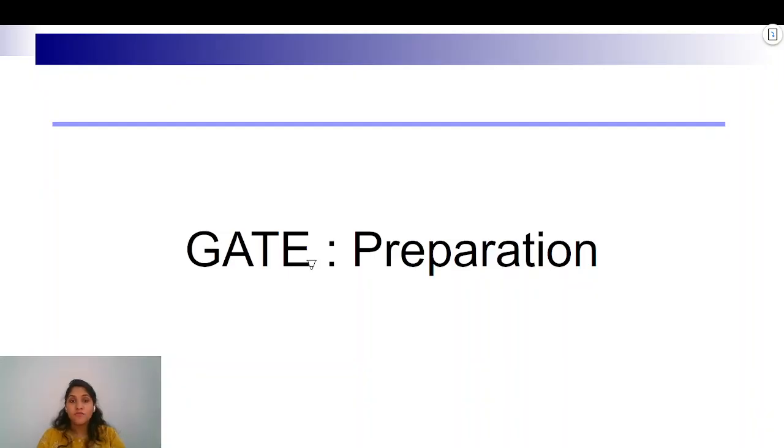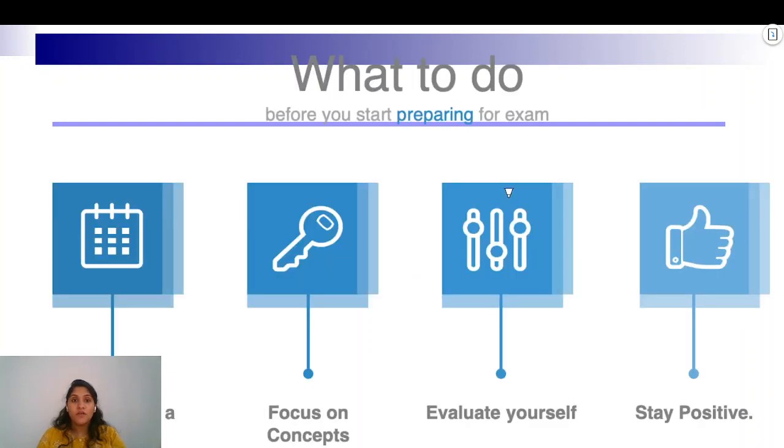So let's see how you should prepare for the GATE exam. Before you start preparing, you can create a timetable and try to follow that particular timetable. Don't make a timetable that you cannot follow. Just a general suggestion, make a timetable such that you have some time for yourself also, but try to follow whatever timetable you are making.